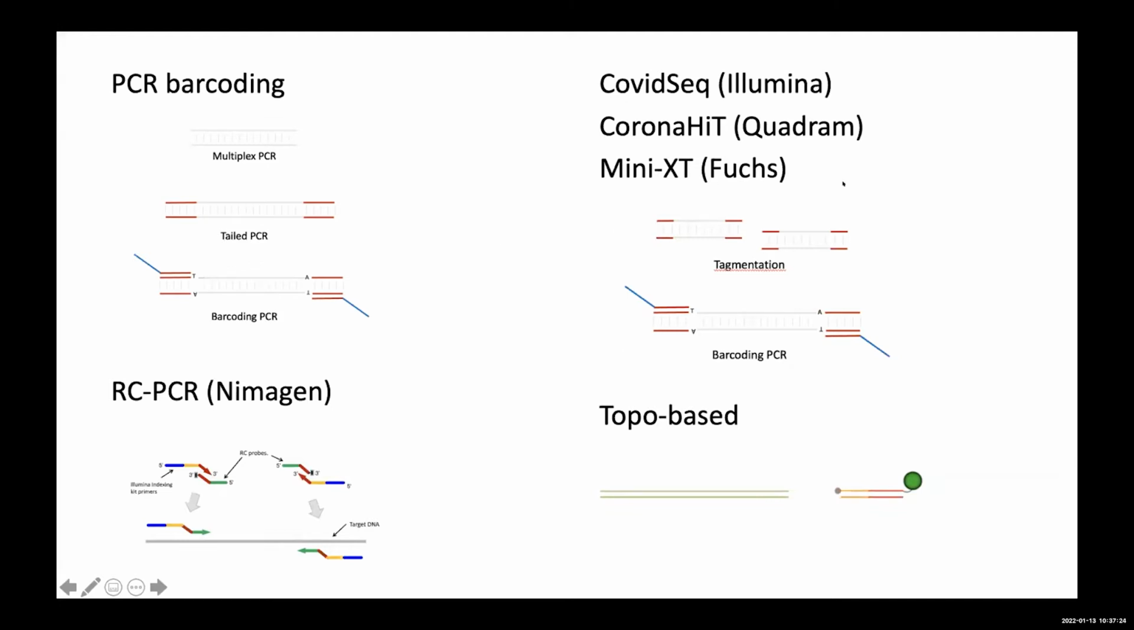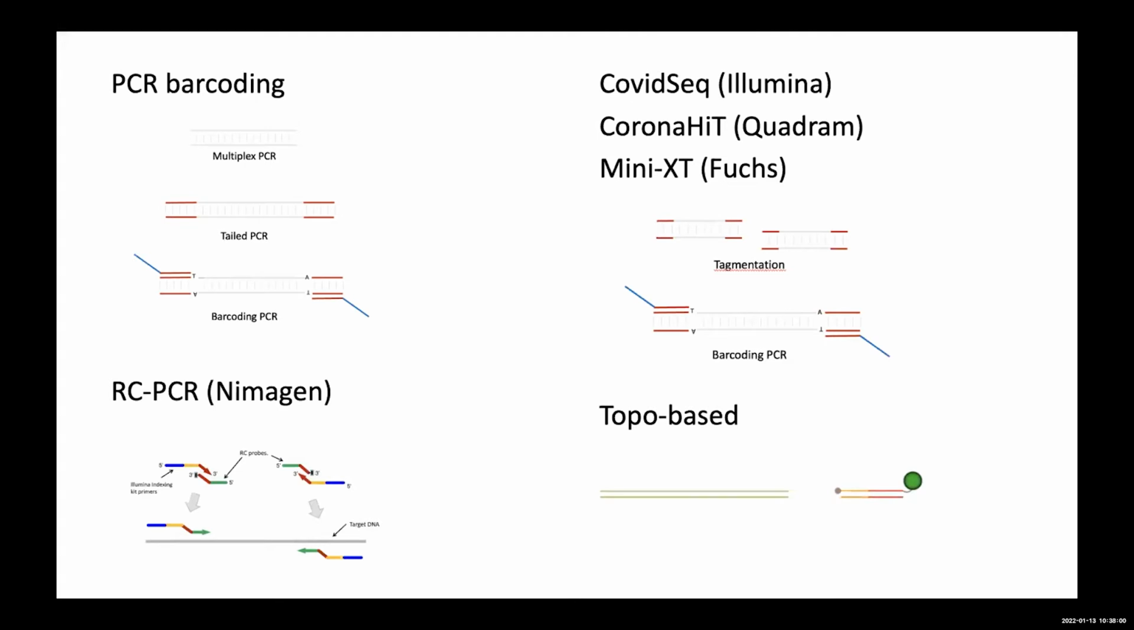You've got tagmentation-based library preps. I've cut a few examples here. These are all based on ARTIC amplicons, but using Nextera-style library preps for preparing them for Illumina. So you've got COVID-19 Corona here from Andrew's group in Quadrum, Mini XT from the group in Northern Ireland. You basically tagment your amplicons using the transpososome complex, which gives you some adapters to PCR off using barcoding PCR primers. So that's quite a rapid way of doing it.